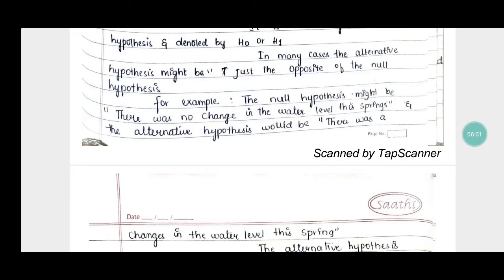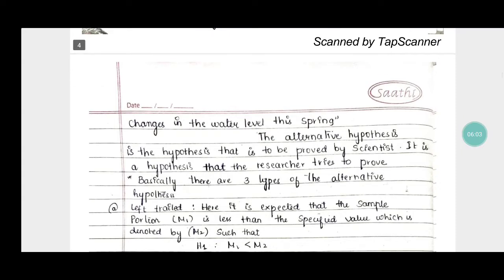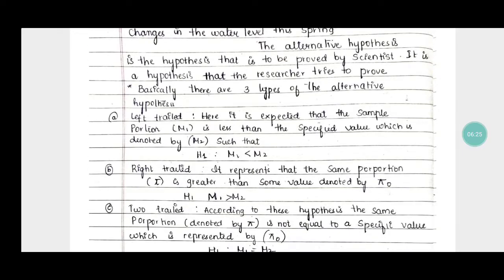Alternative hypothesis would be there was a change in water level this spring. So there are three types of alternative hypothesis: left tail, right tail and two tail. In the left tail, it is expected that the sample proportion, that is mu1, is less than the specified value, which is denoted by mu2, such that H1: mu1 < mu2.